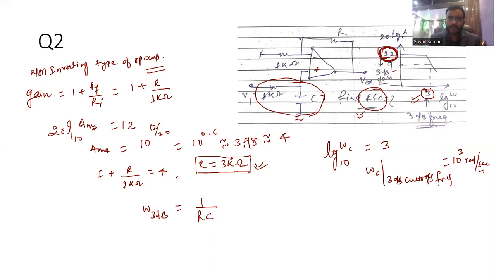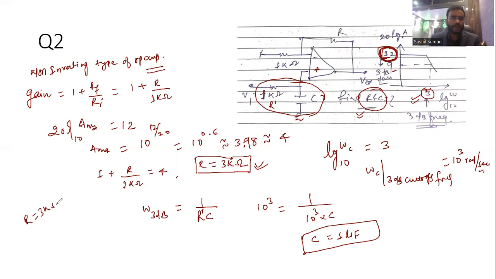Now let's say this resistance is R dash. So omega 3 dB is 1 upon R dash into C. So this becomes 10 raised to power 3 equal to 1 upon 10 raised to power 3 into C. So C becomes 1 microfarad. So the value of resistance is R equal to 3 kilo ohm and C equal to 1 microfarad.